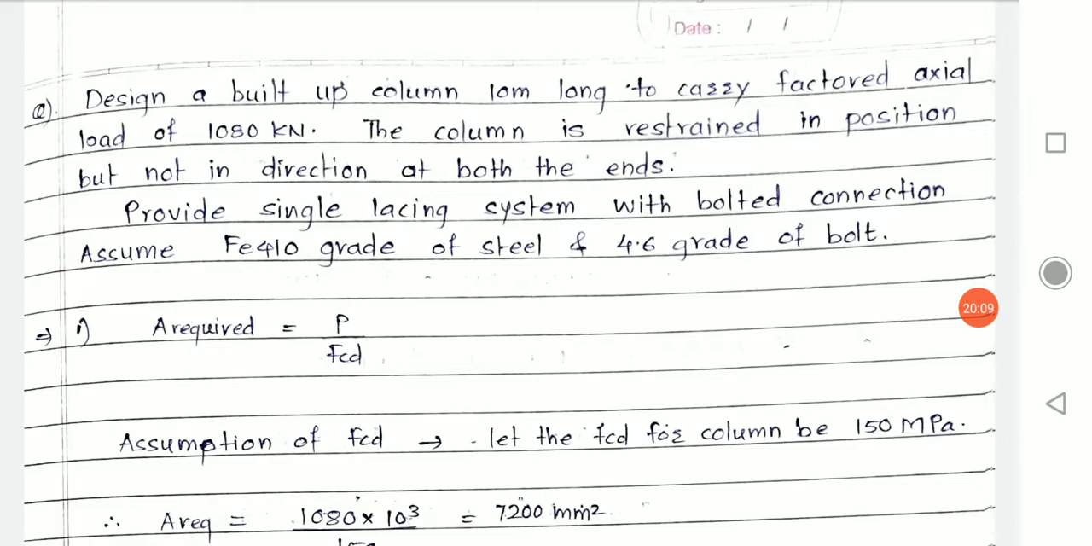Now the first step is to calculate the area required. From there we will select our section, but to calculate the area required we need to assume the FCD range. From that range I have assumed an FCD of 150 MPa, correct. This 150 MPa needs to be put in the formula above, the P by FCD formula. From there you can calculate the area required.